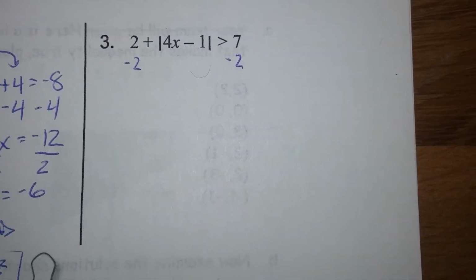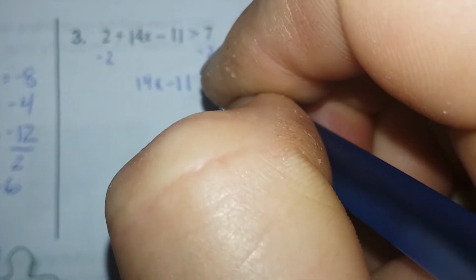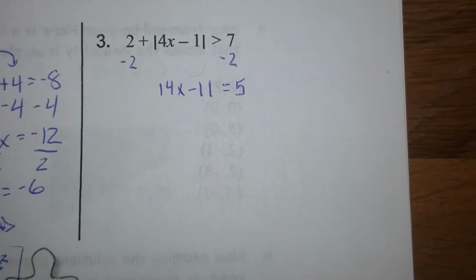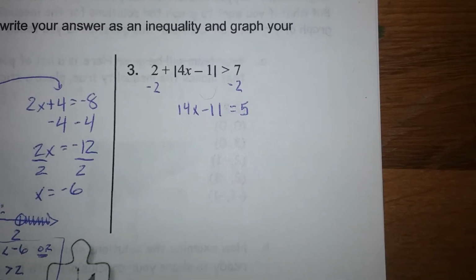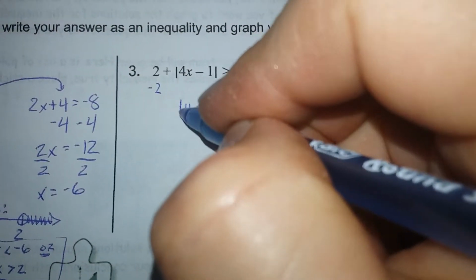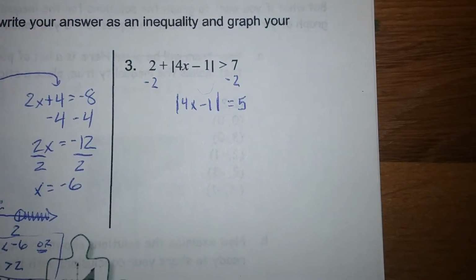So I am going to move this 2 over to the other side. It says plus 2, so I will subtract 2 from both sides. So I have the absolute value of 4x minus 1, and I'm going to change it to an equal sign, just so that I can do test values later. So now I have the absolute value, and that's all that's left.